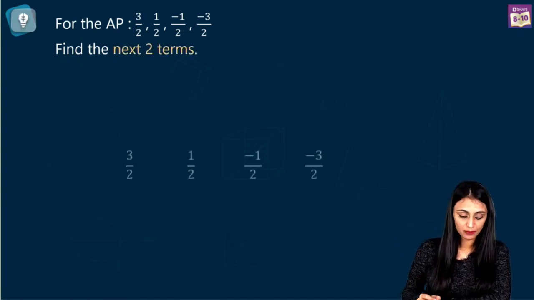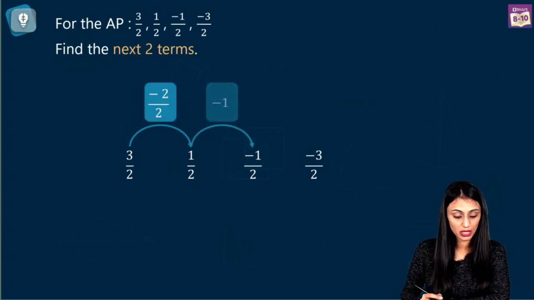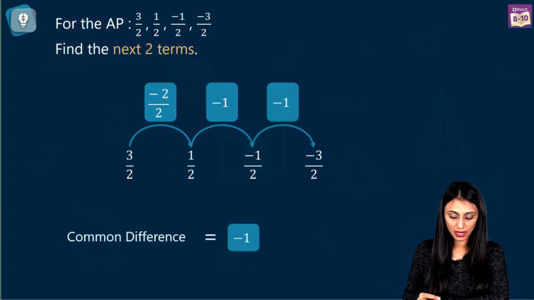Okay, so let's first write them down this way, right? Now, to find out the next two terms, we would require the common difference. So, 1 by 2 minus 3 by 2 would give us minus 2 by 2, which is minus 1. Minus 1 by 2 minus 1 by 2 is minus 1. Similarly, here as well, the common difference is minus 1. We all know how to find out the common difference. So, common difference over here is minus 1.